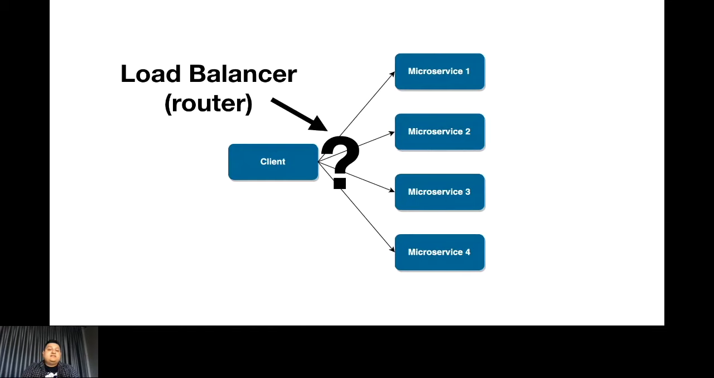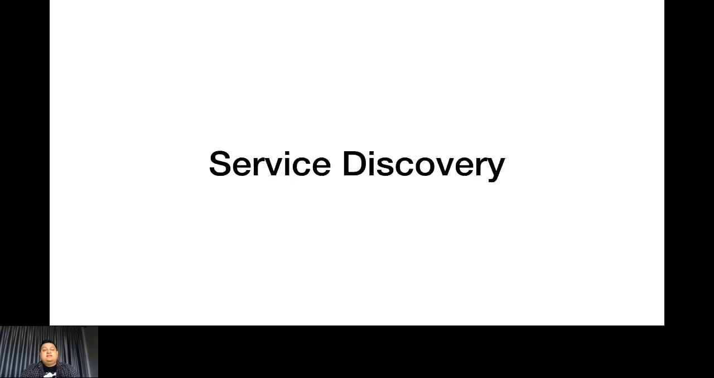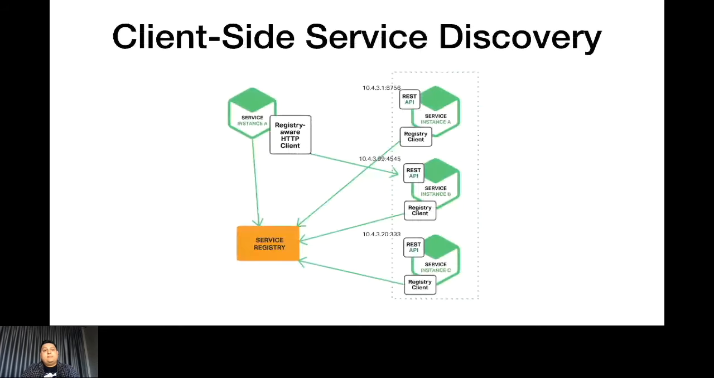So that's the place where service discovery comes into play. So what is service discovery? Service discovery allows us to find the microservices that we want, and it allows us to communicate with them. There are many different approaches for service discovery. The first one is client-side service discovery.